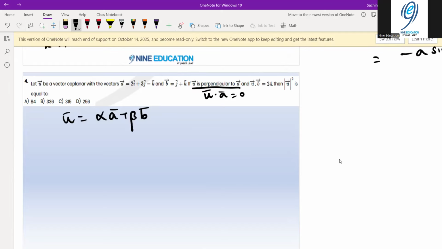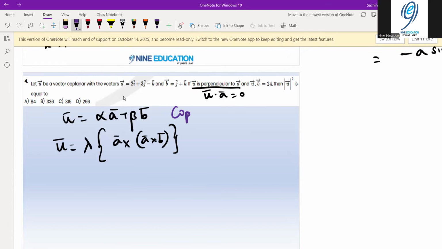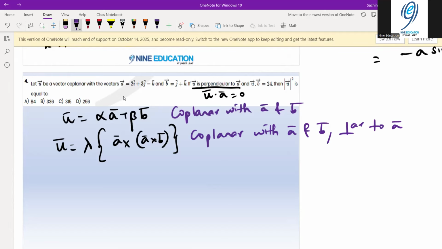But now you can write u bar as some constant times a cross of a cross b. It's a very useful trick when dealing with a vector that is coplanar with a and b and also perpendicular to a, right? So when you have only coplanar with a and b, then you can write alpha a bar plus beta b bar. But if you know that the vector is coplanar with a bar and b bar and also perpendicular to a bar, then you can write u bar is lambda times a cross of a cross b, right?